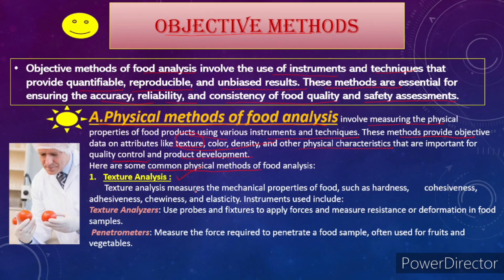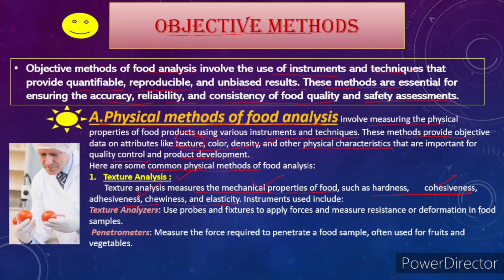One is texture analysis. This measures the mechanical properties of the food, such as hardness, cohesiveness, adhesiveness, chewiness and elasticity. What is the difference between cohesiveness and adhesiveness? Adhesion and cohesion are both forces that describe the attraction between molecules. Both are the same, but they differ in the type of molecules they attract.